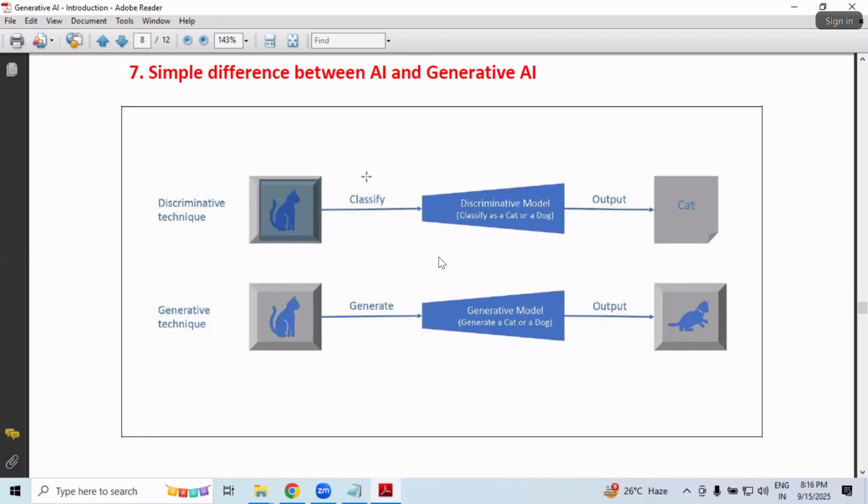This one, can you tell me, classify what it is, sir? Any idea? Cat. What is the output actually? Cat. A machine learning algorithm will do this classification. ML algorithms also have another name, discriminative technique. Discriminative models, you can say. You can also call it a traditional model. But what will GenAI techniques do, sir? Is it a cat actually? Okay.